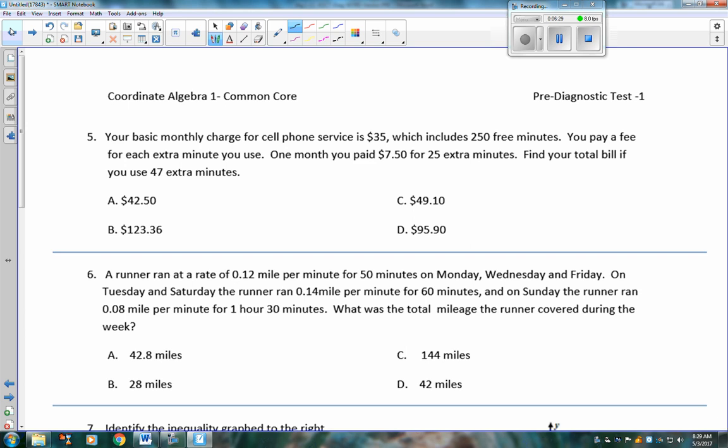It says your basic monthly charge for a cell phone service is $35, which includes 250 free minutes. You pay a fee for each extra minute that you use, and 1 month you pay $7.50 for an extra 25 minutes. Find your total bill if you use 47 extra minutes. What did y'all get for your answer? C. The reason why it's C is because first off, we've got to see how much it costs for each extra minute. So you're going to take 7.50 and divide by 25. What do you get?